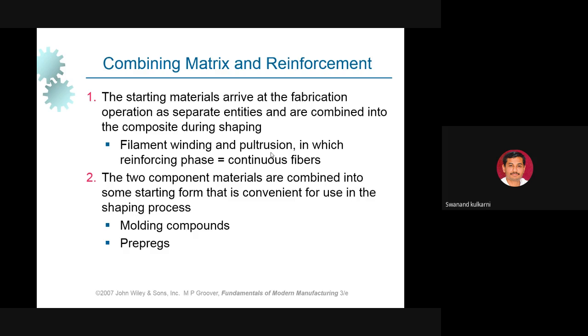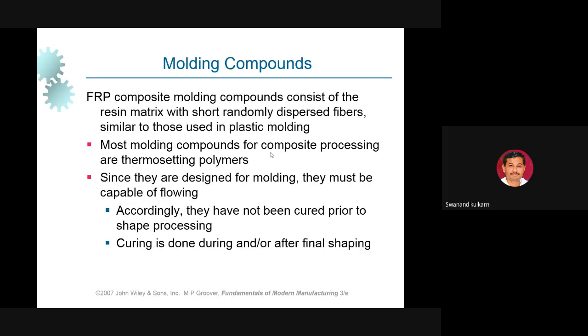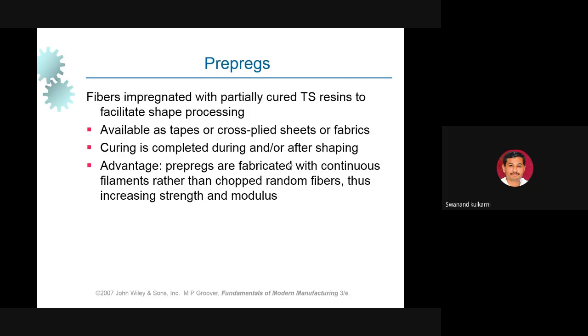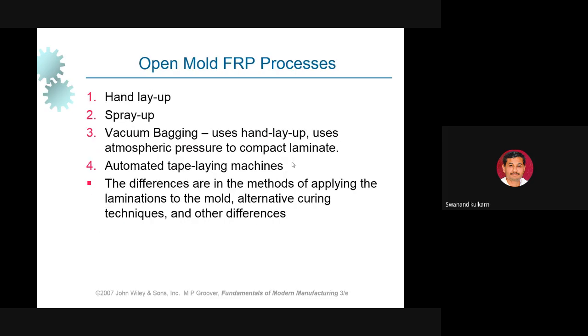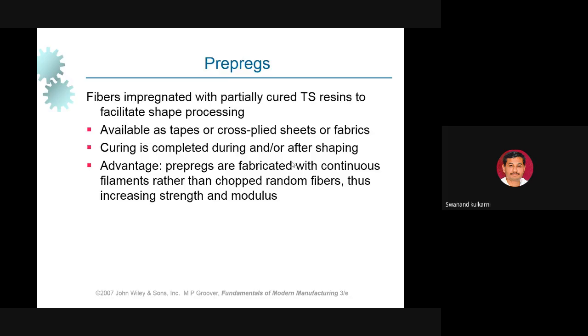The molding compounds and prepregs. So we will try to take that short information here. An FRP composite molding compound consists of a resin matrix with short randomly dispersed fibers. Is it okay? Now, exactly what is going to happen, which are the various fundamentals of this manufacturing, that first of all we will go through, and then one by one we will go for each process.